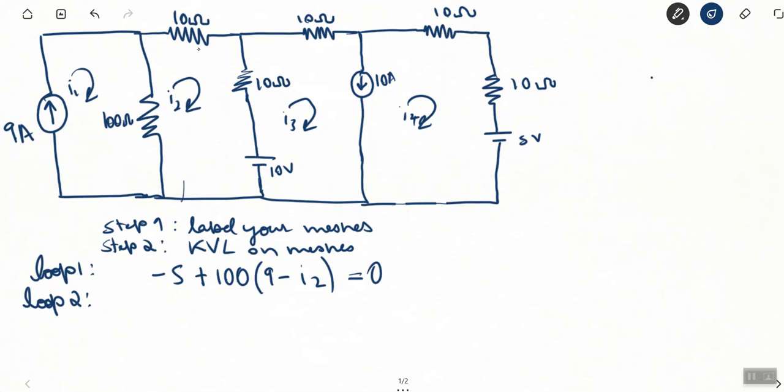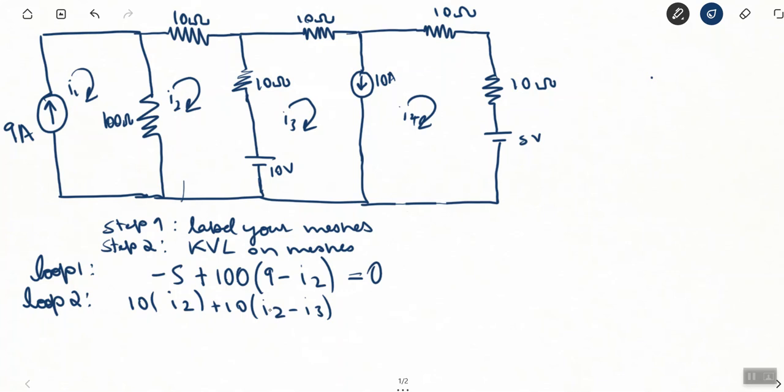So the first thing is the 10 ohm. And what's the current going into the 10 ohm? It's just I2. It's not being counteracted by anything. Then we have another 10 ohm. Now this 10 ohm is being counteracted by I3. So it's I2 minus I3.